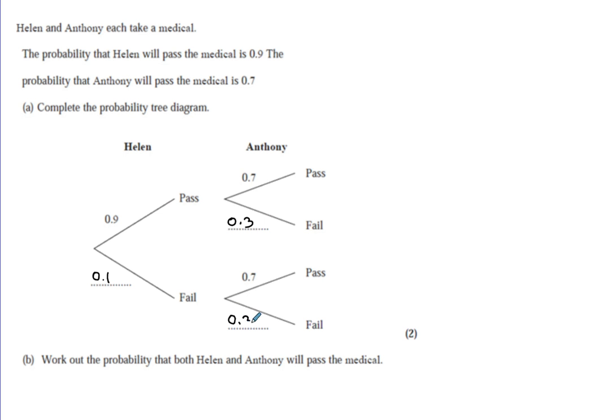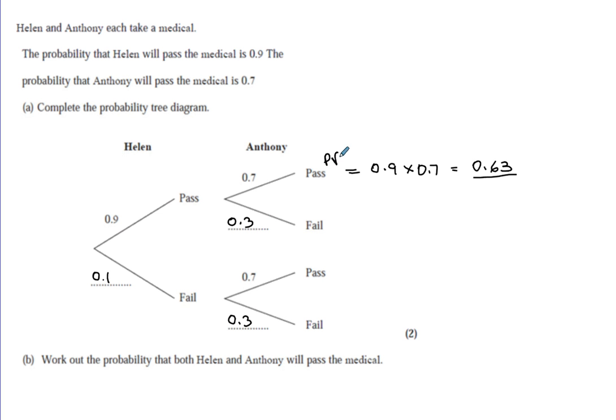So you can tell the probabilities just stay the same. Okay? Work out the probability that Helen and Anthony both pass. So you go 0.9 times 0.7 equals 0.63. Okay? When you're multiplying decimals, remember, just multiply the numbers and then figure out how many decimals are in your calculation, and that'll be how many decimals there are in your answer. Okay? All right, let's do the whole picture again.